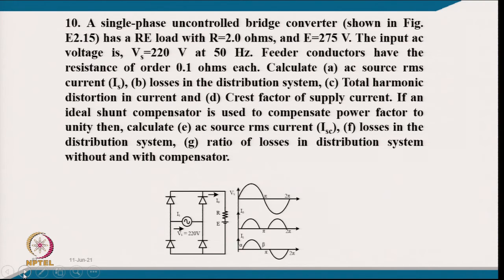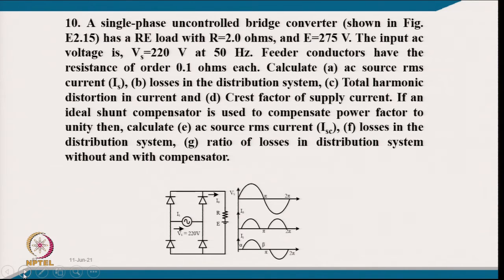Calculate the AC RMS current, losses in the distribution system, total harmonic distortion in current, and crest factor of the supply current. If an ideal shunt compensator is used to compensate the power factor to unity, then calculate the AC source RMS current, losses in the distribution system, and the ratio of the losses in the distribution system without and with the compensator.